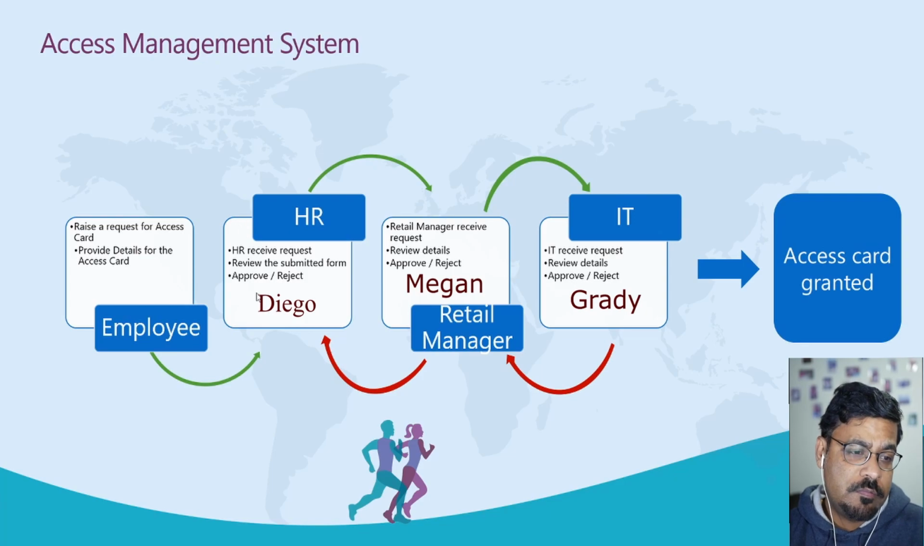As you can see in my example, I have shown the same flow in my first example as well. We are considering that there is an access management system, and the user will submit a form, and it goes through multiple users back and forth. It's kind of a state machine workflow. So our employee submits an item and it goes to HR, and then HR sends it to the retail manager. The retail manager either rejects or approves it. In the case of approval, it goes to IT.